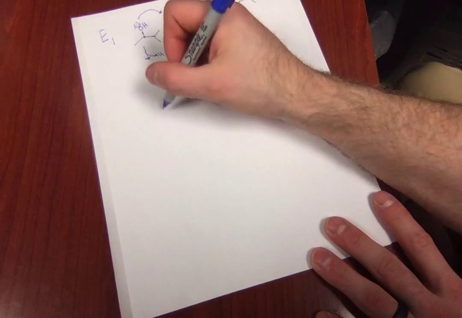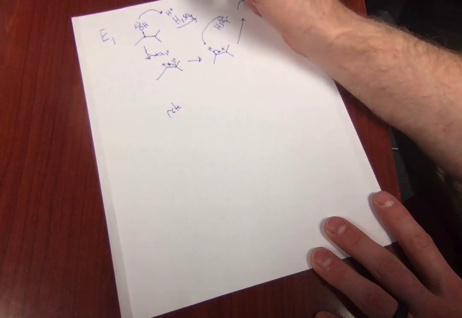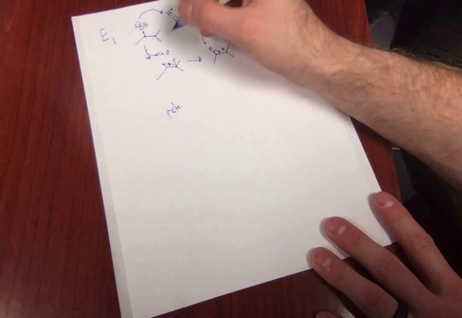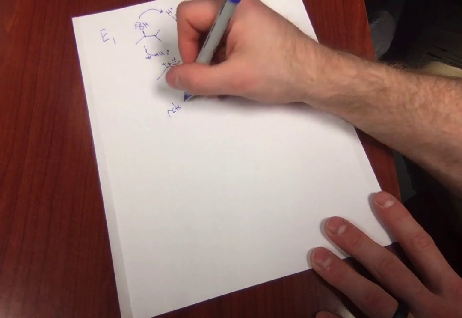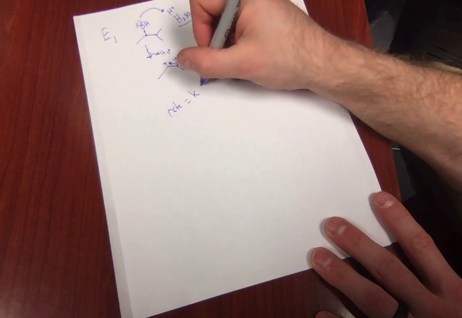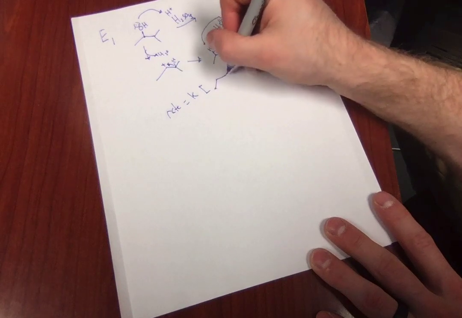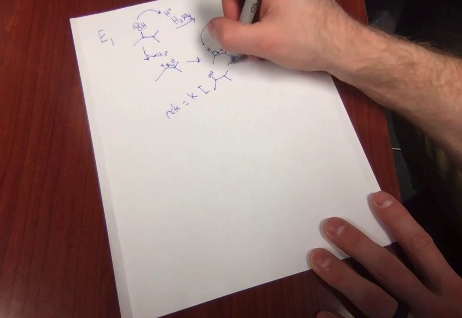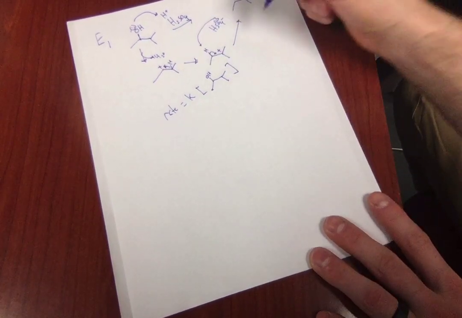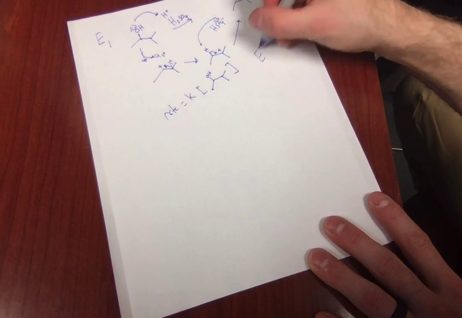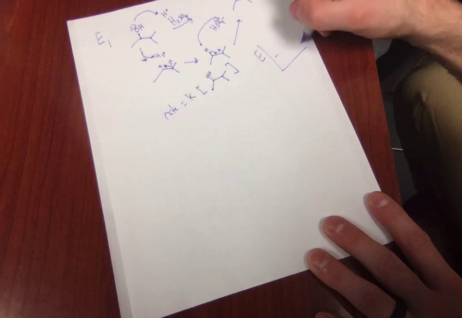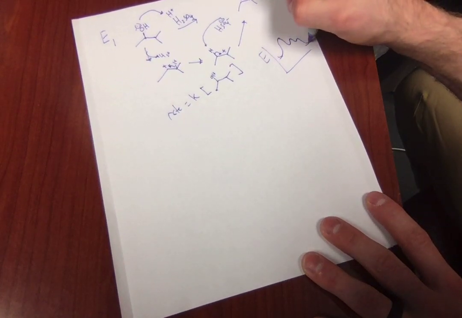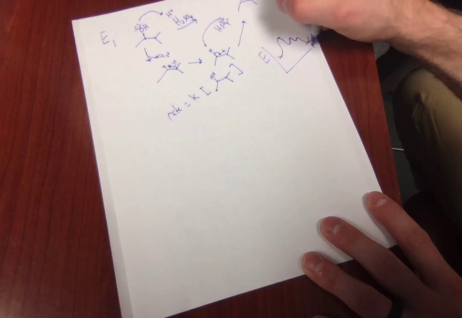Okay, so rate law for this one. Loss of this leaving group is going to be our rate limiting step. So it's going to be based on the concentration of our alcohol individually. In this case, we had 3 steps, so our energy diagram would look something like 1, 2, 3 to get to our products. Oops, P, not R.